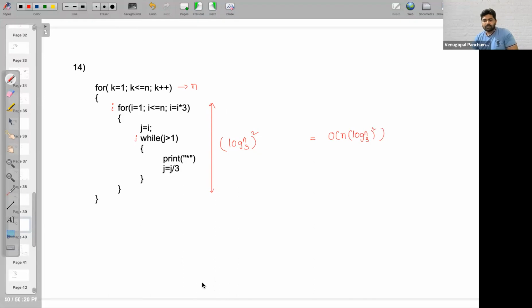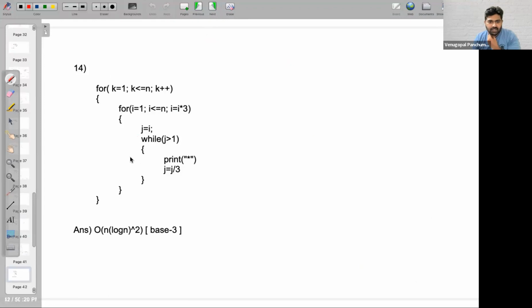Okay, now, this is the final answer, friends. Right? Yes, the answer is n into log n whole square base 3.